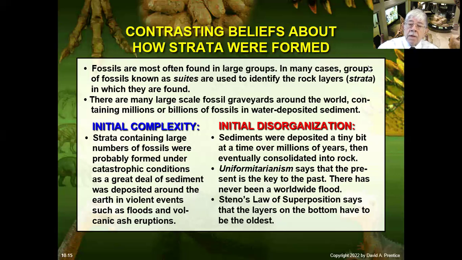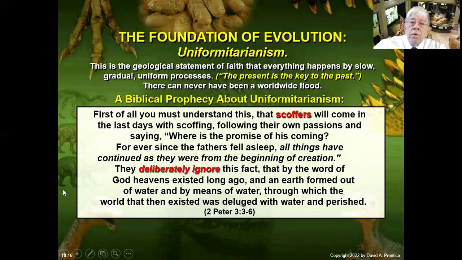The principle behind this is called uniformitarianism. It says the present is the key to the past. That is, there's never been a worldwide flood. And there's a principle commonly called Steno's law of superposition, which says that the layers on the bottom have to be the oldest. Is that necessarily true? No, there's a very outstanding series of videos that you can look up on YouTube. It's called Drama in the Rocks.